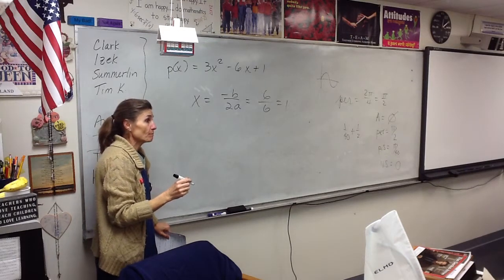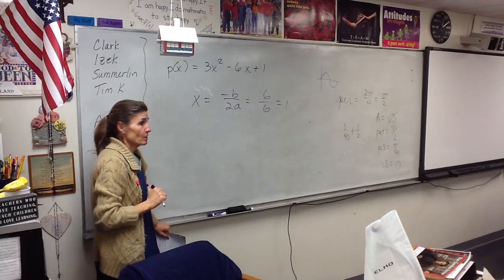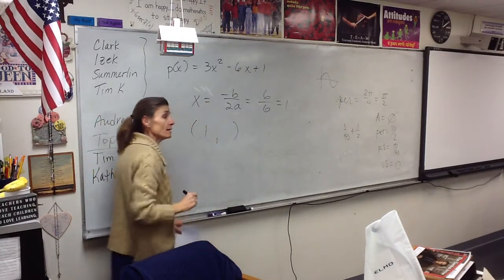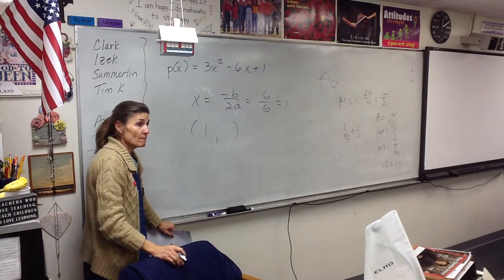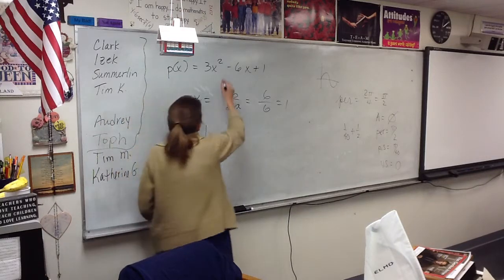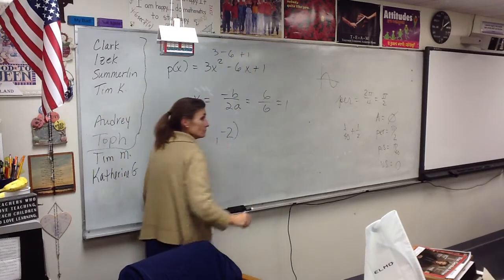Is that right? Now, is that the vertex? Is that the answer to the question? No, the vertex is a point. That's the x coordinate of the point. How do we find the y coordinate? Plug x in. So we have 3 minus 6 plus 1 is negative 2.